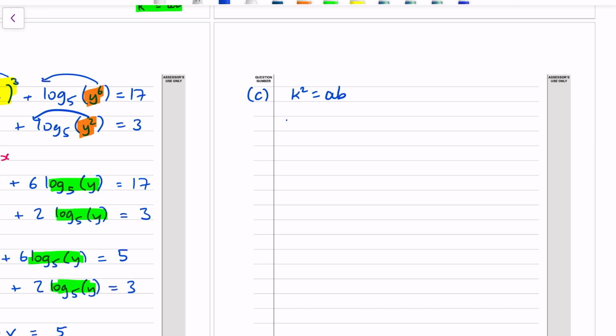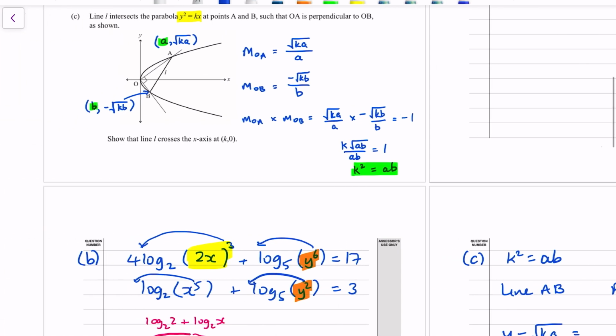Now, we want the equation of the line AB, because if we find that equation, we can find its x-intercept. I'm just going to use the point A. Okay, goes through the point A, which had the coordinates A and root Ka, and I want to work out the slope, which is rise over run. So I've got y minus root Ka is equal to, what's rise over run in this case?